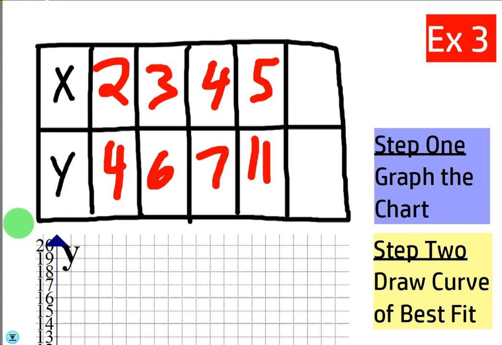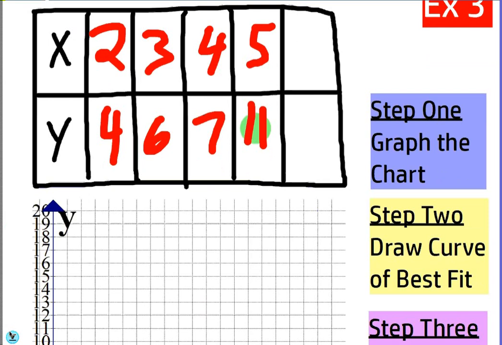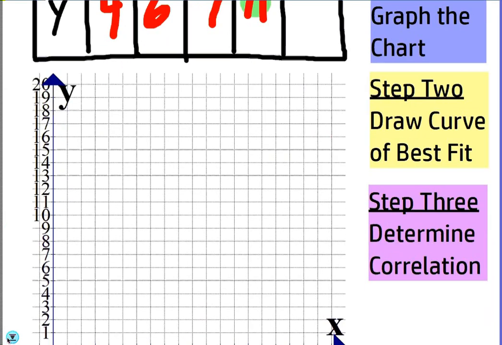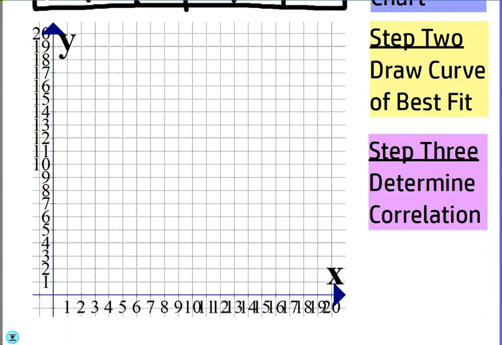Okay, here we got 2, 4, 3, 6, 4, 7, 5, 11. Can anybody guess what we're going to get here? I'm going to go with quadratic. Okay, got some guesses. All right, let's take a look.